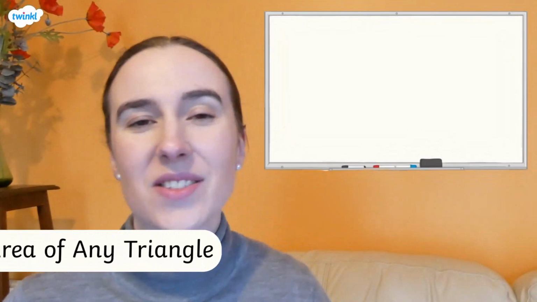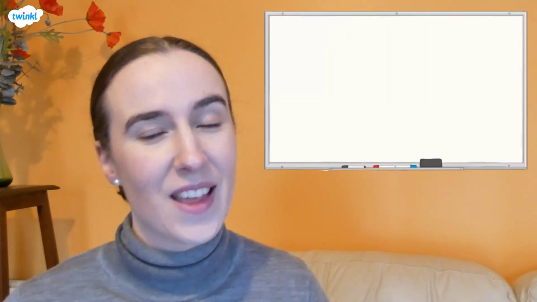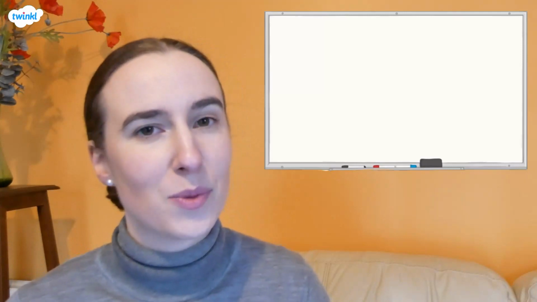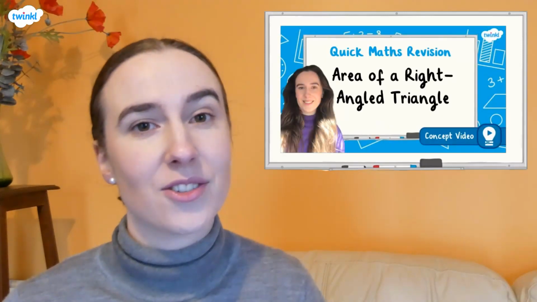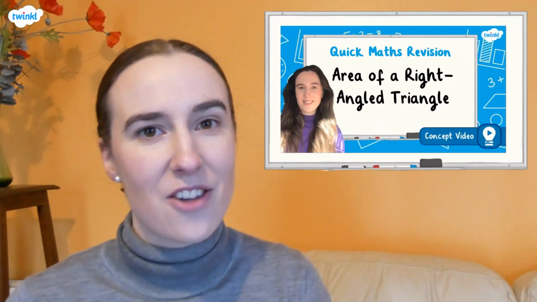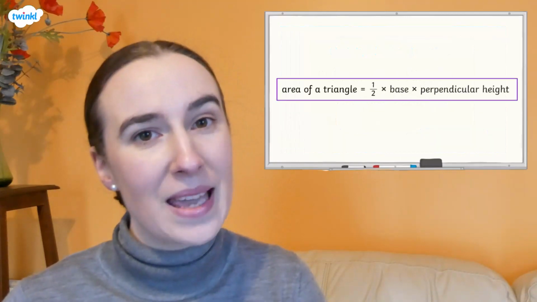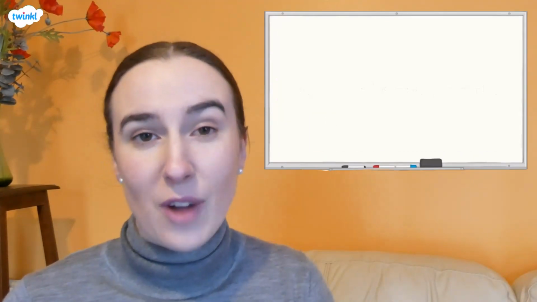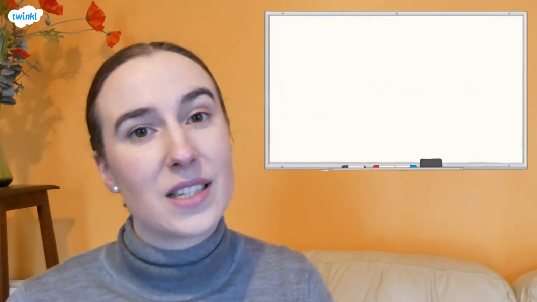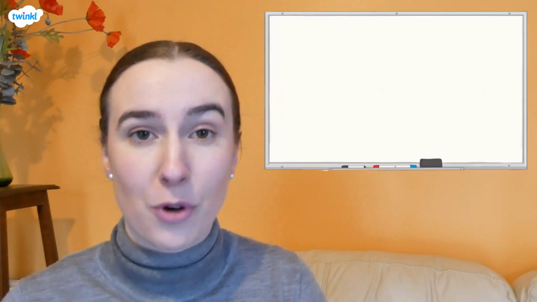Hi there! This video is here to help you find the area of any triangle. If you haven't already, you might want to watch our video all about finding the area of right-angled triangles first. In that video, we find out how to find the area of a triangle by calculating half multiplied by base multiplied by perpendicular height. In a right-angled triangle, two of the sides were perpendicular to each other, so we can use these measurements in our formula.